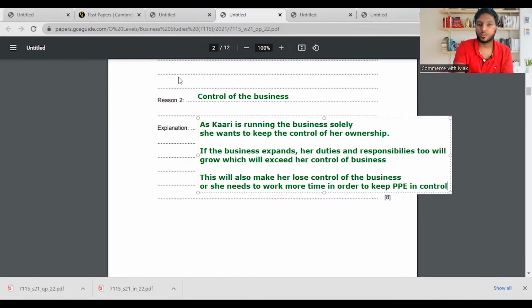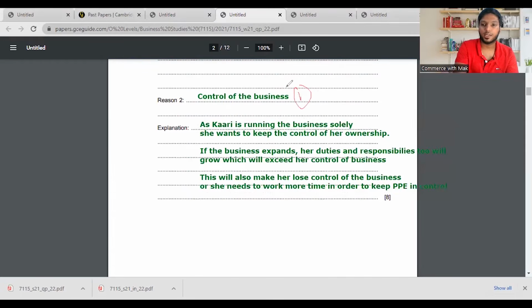She doesn't want to lose the control of the business. So I'll write here 1 mark I get. And then I said that Kari is running the business solely. She wants to keep the control of her ownership. You don't want to lose the ownership. That's 1 more point. If the business expands, her duties and responsibilities will grow, which will exceed her control of business. So if her duties and responsibilities are increasing due to the expansion, she will lose the control.